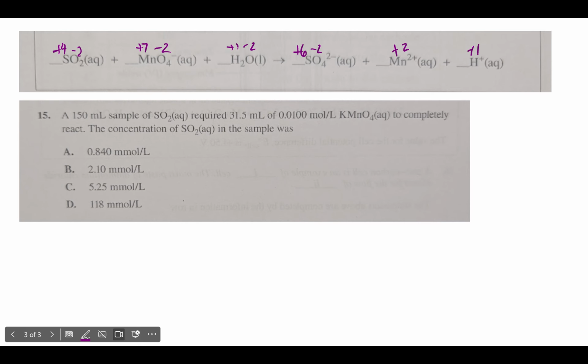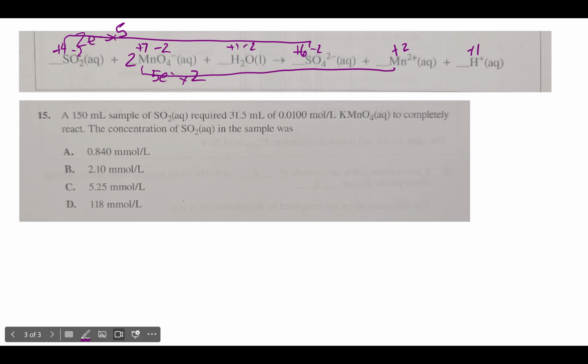So now take a look at what's changing. Mn's changing from +7 to +2. That's an exchange of 5 electrons for every 1 atom, and there is just 1 there. And sulfur is changing from +4 to +6. So that's an exchange of 2 electrons, and there's only 1 atom. Now, to balance our electrons, we'll multiply this first one by 5 and the second one by 2. So we have an exchange of 10 electrons, right? Because we have to get our electrons to balance.